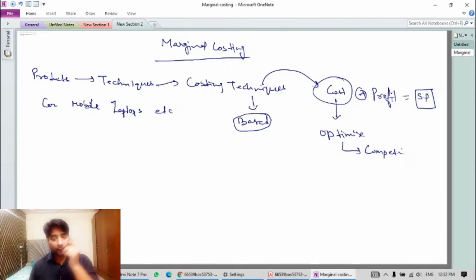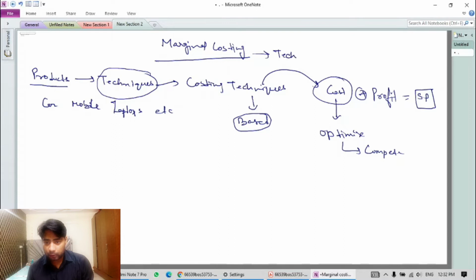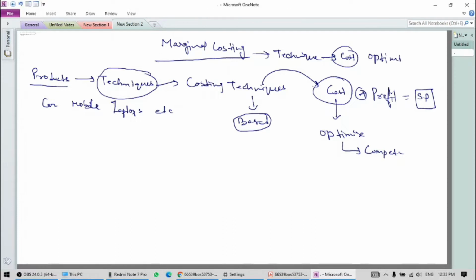So what have we learned so far? We have learned that there are different kinds of products, and for finding the cost of that product we have different kinds of techniques. And why do we find the cost of the product? So that we can calculate the selling price, and if we know the cost of the product we can optimize the cost. So marginal costing is also a technique to find out the cost and to optimize the cost.